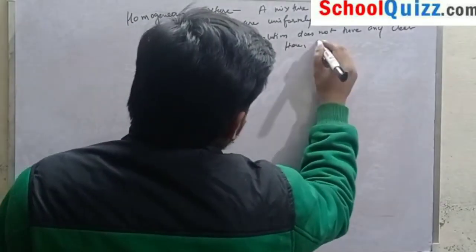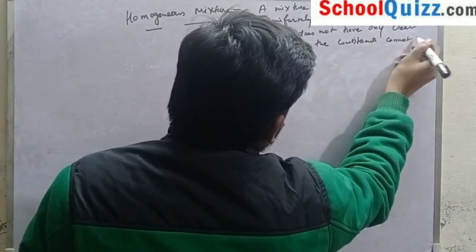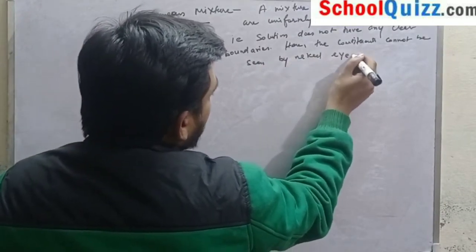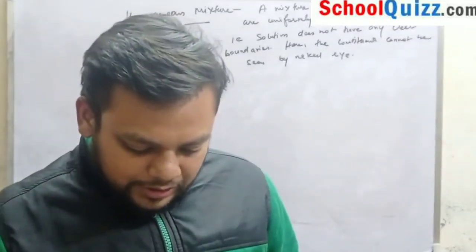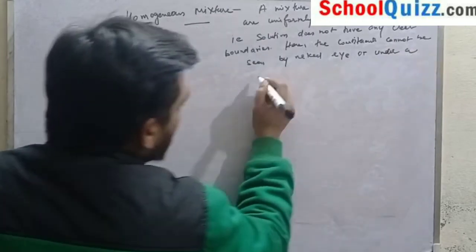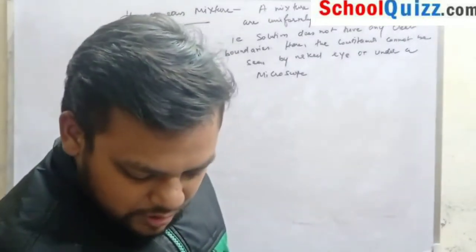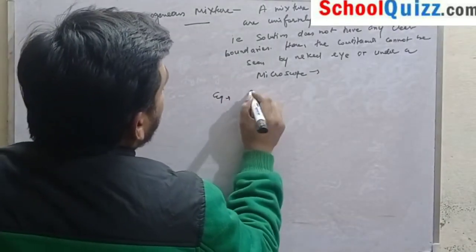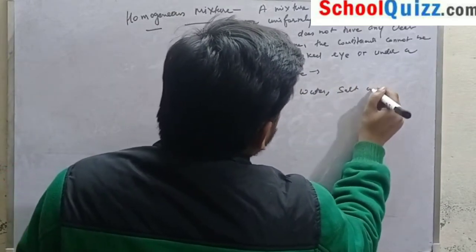Here the constituents cannot be seen by naked eye. We cannot see the constituents of a homogeneous mixture by naked eye or even under a microscope. Examples of homogeneous mixtures are sugar in water, salt in water, etc.